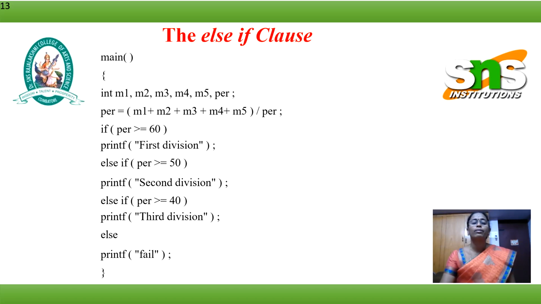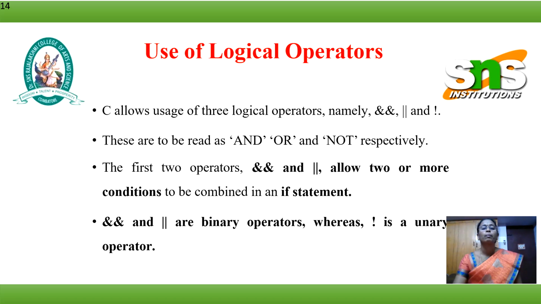That is, if the first condition is true, then it will print first division. If the first condition fails, it checks for the second condition, that is, percentage is greater than or equal to 50. If this condition also fails, then it will go for the third condition. You can add any number of conditions in these if-else statements.